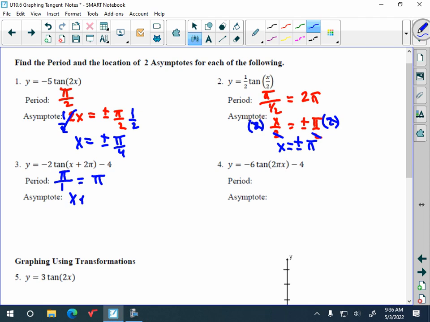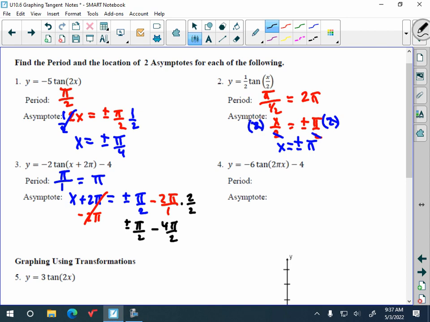Asymptotes, here we're going to set x plus 2 pi equal to plus or minus pi over 2 again. So we have to get x by itself, so we're going to subtract 2 pi this time. Since we're subtracting, we need a common denominator, so put it over 1. We can multiply 2 pi over 1 times 2 over 2 to get the denominators the same. So then we have plus or minus pi over 2 minus 4 pi over 2.